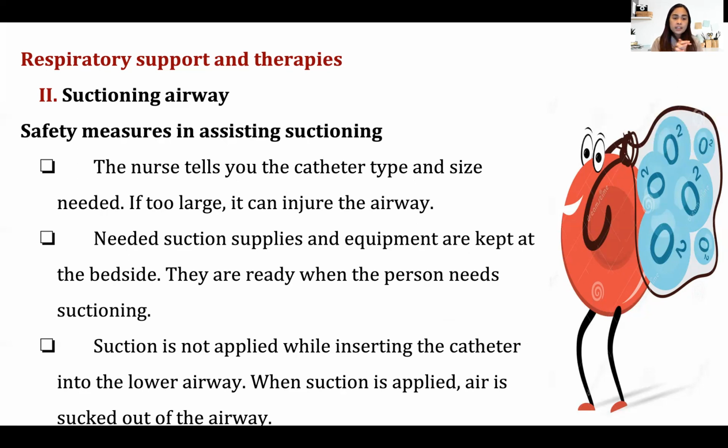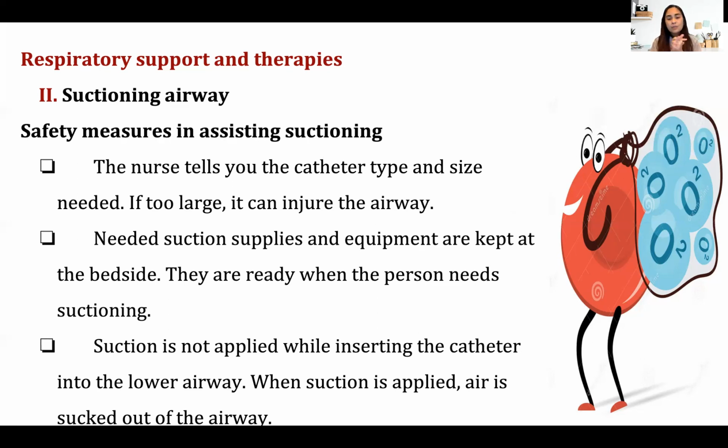airway. Needed suction supplies and equipment are kept at the bedside. They are ready for when the person needs suctioning. Always it's at the person's bedside, so anytime the patient needs suctioning, you can easily do the suctioning.